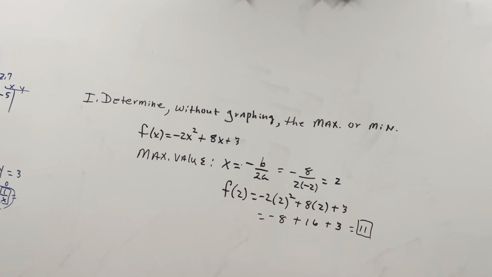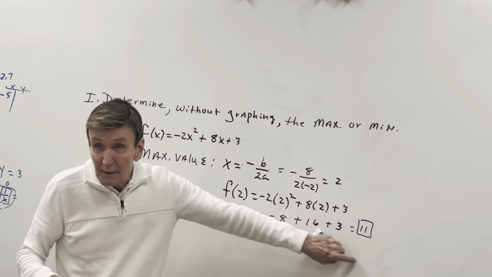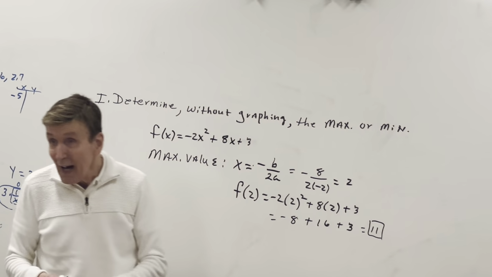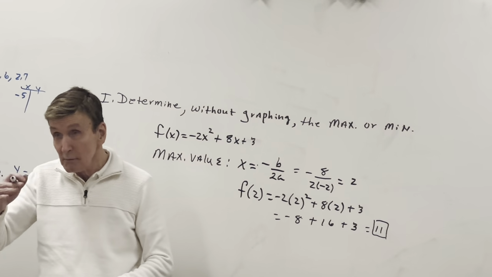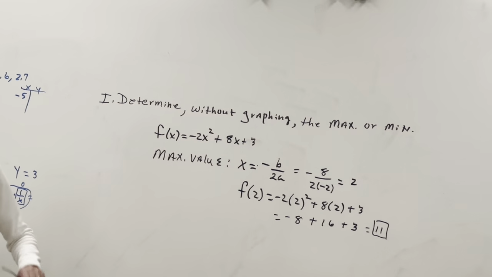You don't want it as a point? No. In fact, at this point, they just want you to list the y value. And I realize it's x equals 2, but really this is the answer right here. That's the highest of that graph. If you were to graph it, that's the highest the graph can go, up to 11. That's called the maximum.